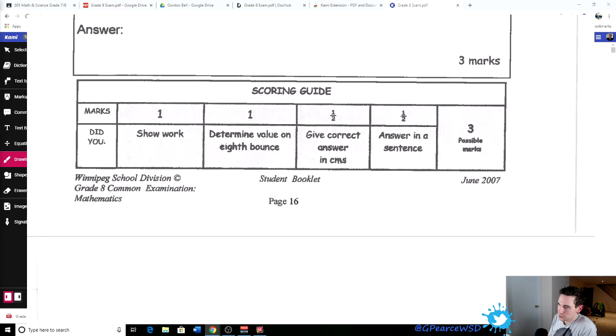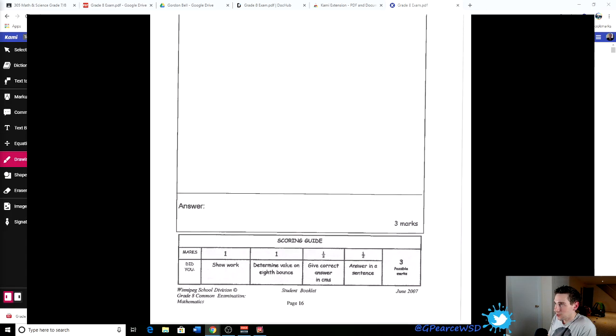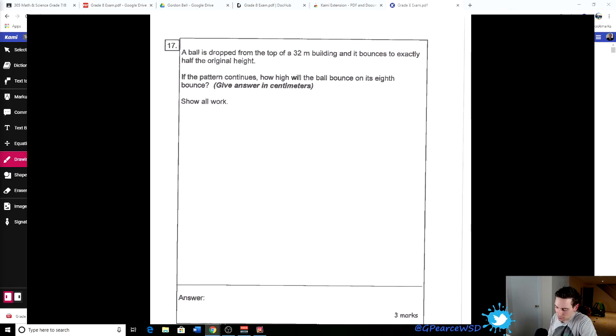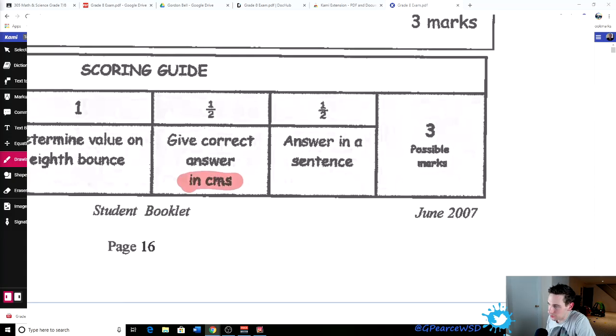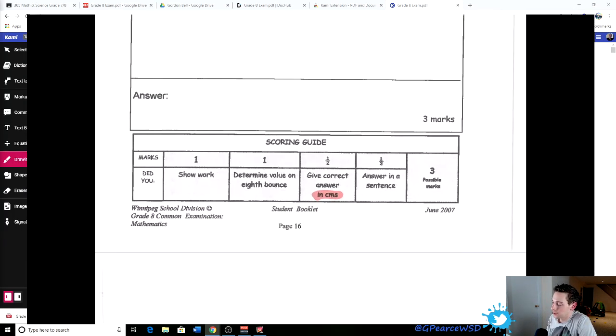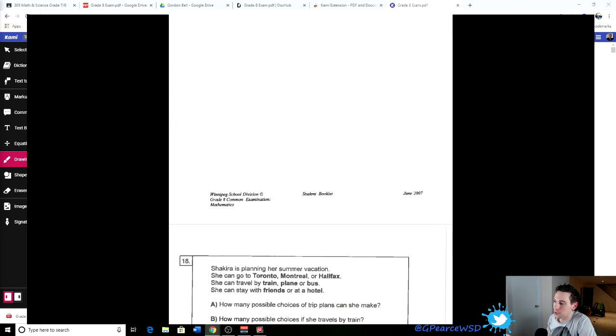on the bottom, did you show your work? Determine the eighth bounce. Give the correct answer in centimeters, and then answer in centimeters. So important. They've given you meters, and now they're asking on the bottom here centimeters. That's going to be really important to pay attention to, because if you give it in meters, it's going to immediately lose half a mark, and probably will give you the wrong answer. And then you can still answer in a sentence and show your work. So you could get 1.5 out of 3 if you answer it correctly, but in meters and the wrong units of measurement. And that would be really a bummer.